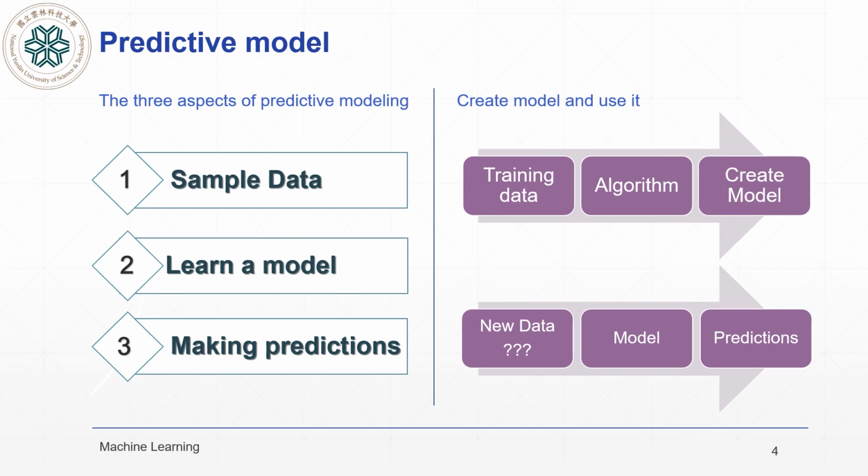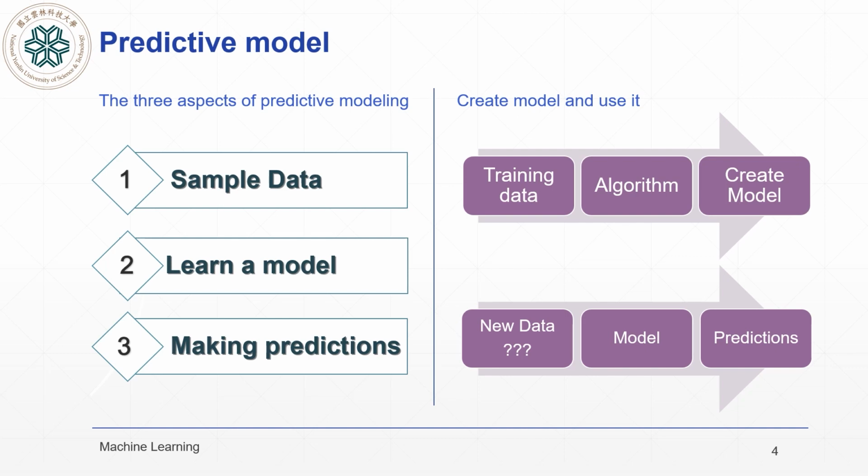In order to create a predictive model, we have 3 steps. Step 1, sample data. For creating a predictive model, the first step is collecting information and data for the related problem. For example, if we want to create a model to recognize dogs and cats from images, we have to collect images of cats and dogs. So, data is information about the problem that you are working on.